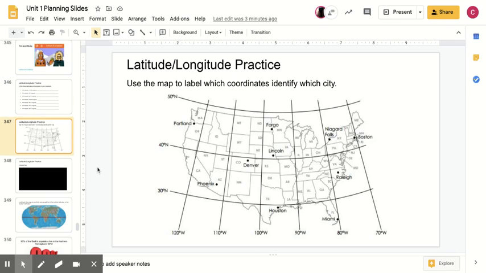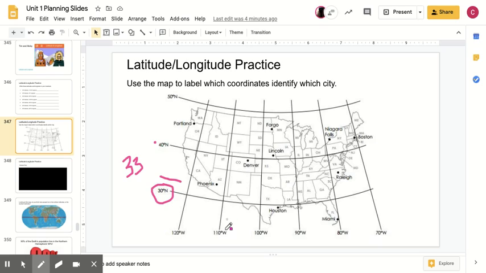So here's our map, and you're going to use this to label which coordinates identify which city. So I'm going to start with the first set of coordinates on the previous slide, which were 33 degrees north and 112 degrees west. So looking at this map, here's 30 degrees north and here's 40. So I'm going to go a little bit less than halfway north of 30 degrees north to find 33. Okay, so right parallel with where I drew that line.